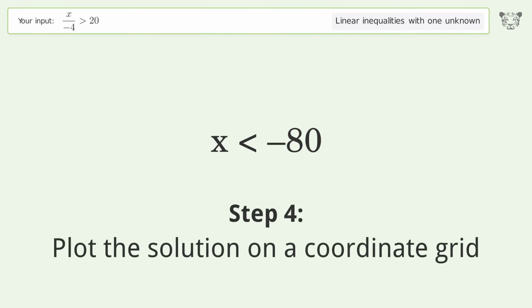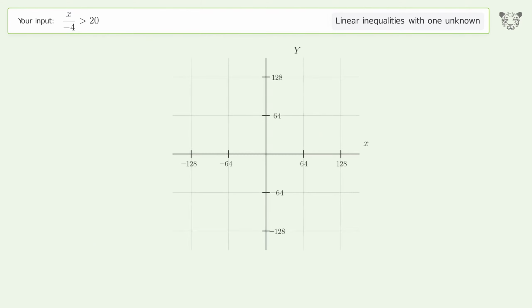Plot the solution on a coordinate grid. And so the final result is x smaller than -80.